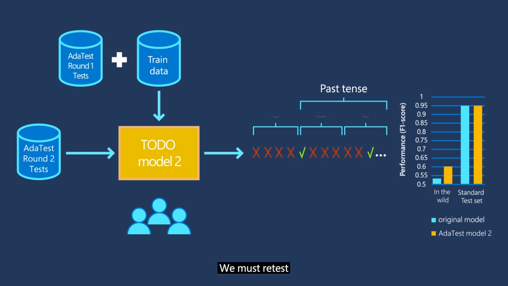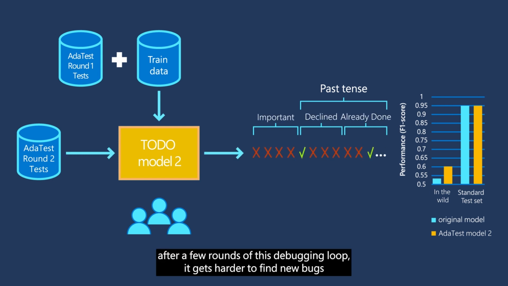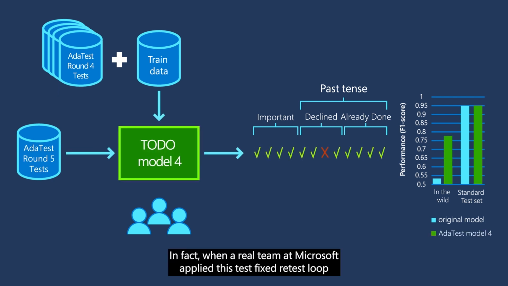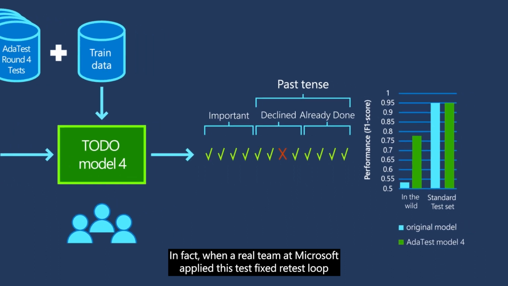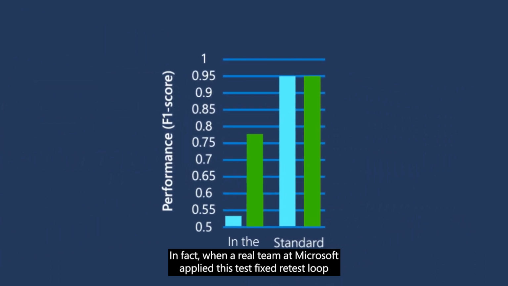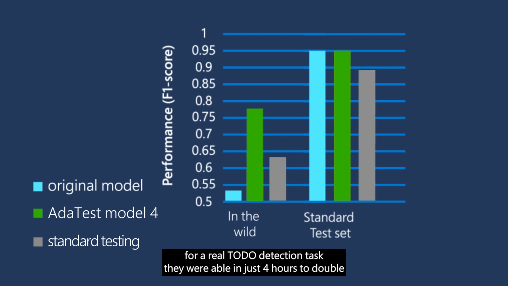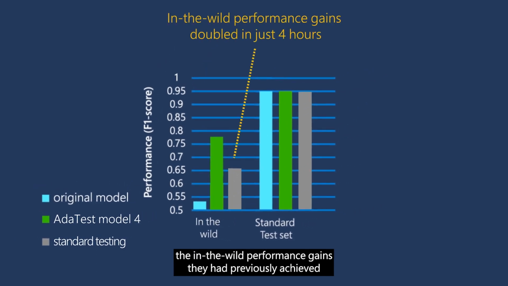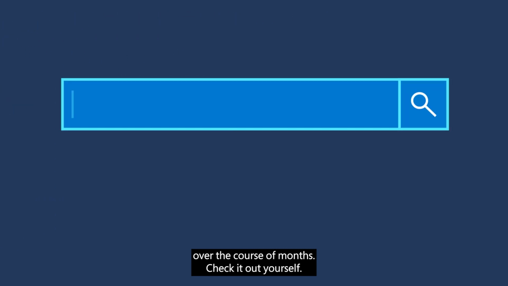We must retest. After a few rounds of this debugging loop, it gets harder to find new bugs, and so we have more confidence the model will generalize well in deployment. In fact, when a real team at Microsoft applied this test, fix, retest loop for a real to-do detection task, they were able in just 4 hours to double the in-the-wild performance gains they had previously achieved over the course of months. Check it out yourself.